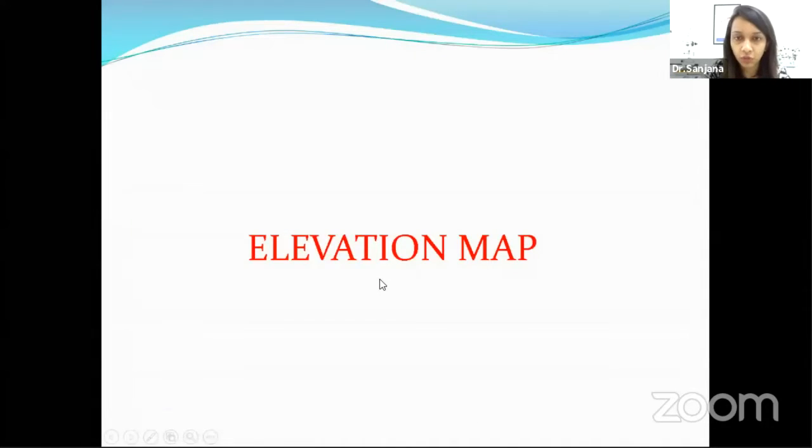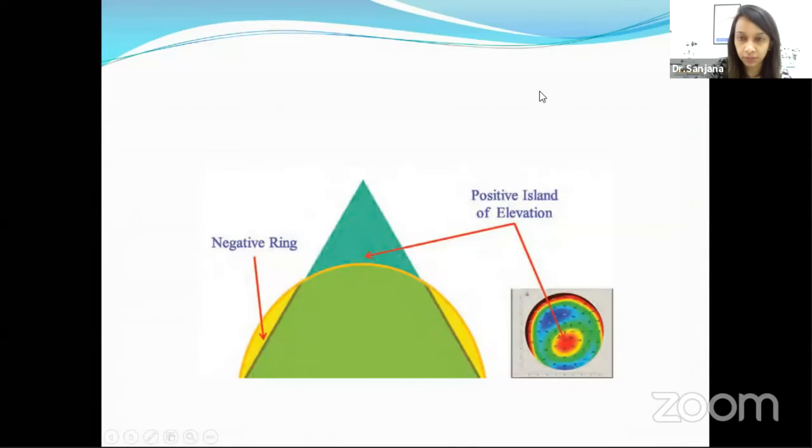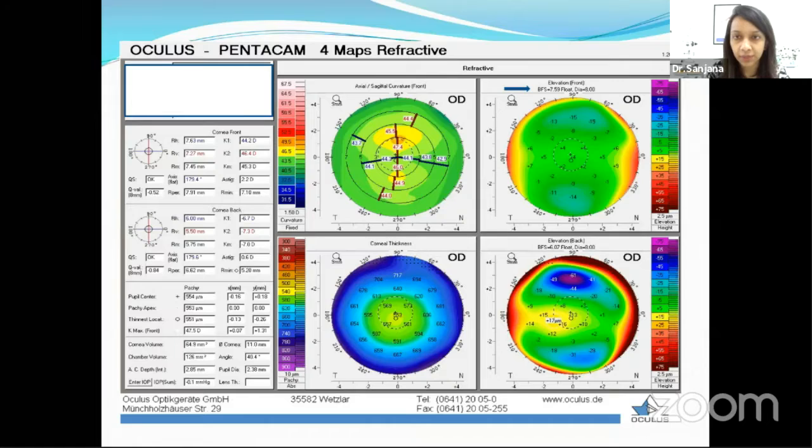Now, moving on to the elevation map. This is the anterior elevation map, and this is the posterior elevation map. Even before we interpret this, it's also important to look at what is mentioned over here. This is the BFS, which is the best fit sphere. We need to look whether it's in the best fit sphere mode or the best fit toric ellipsoid mode, because the values in the interpretation will be different accordingly. In this scan, we see it is in the best fit sphere mode.